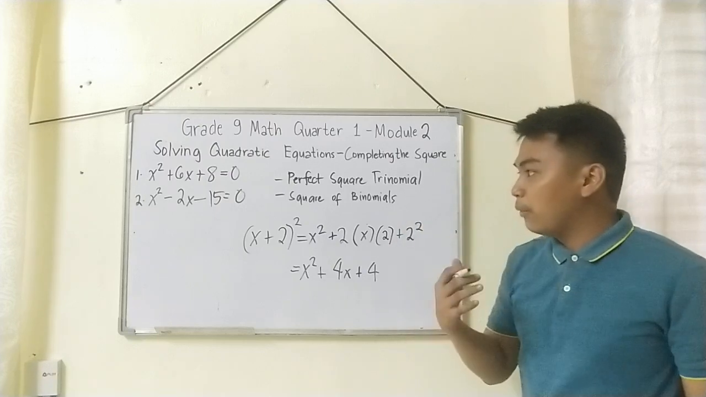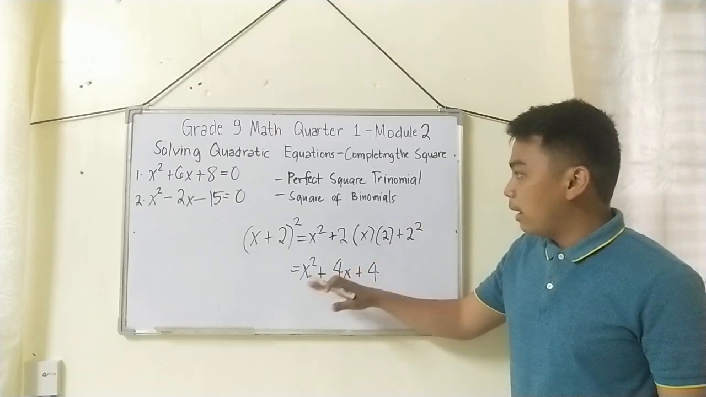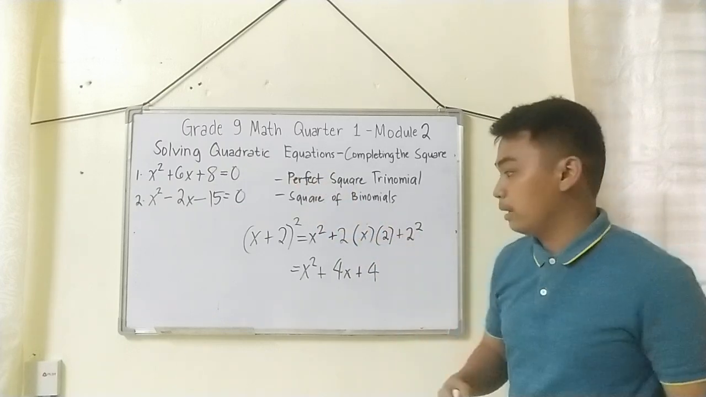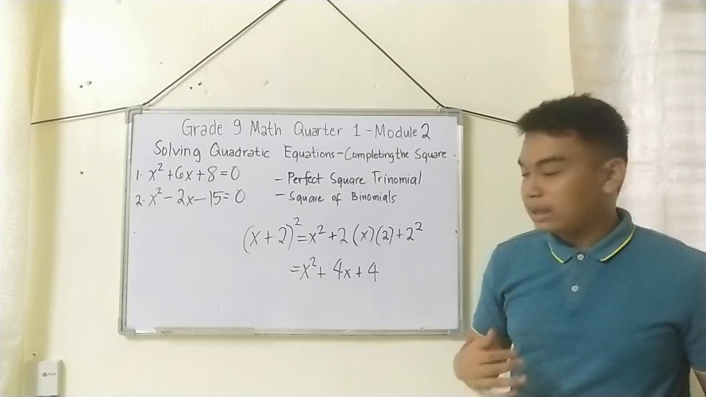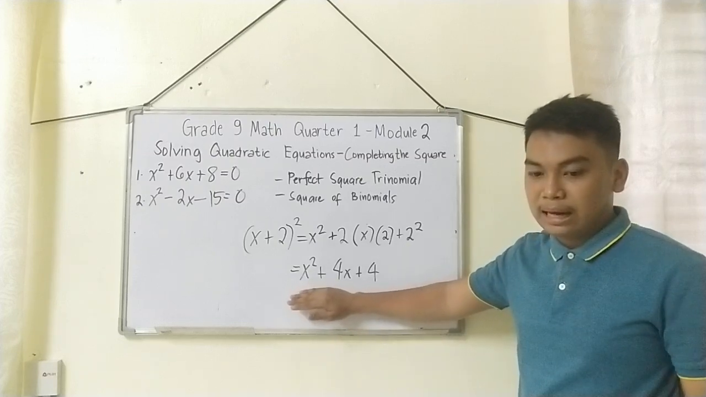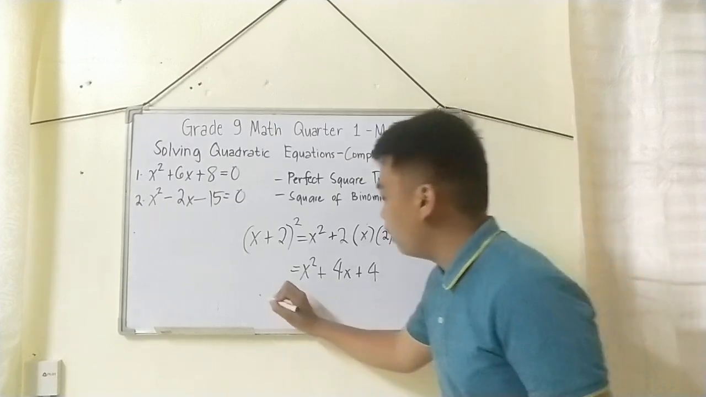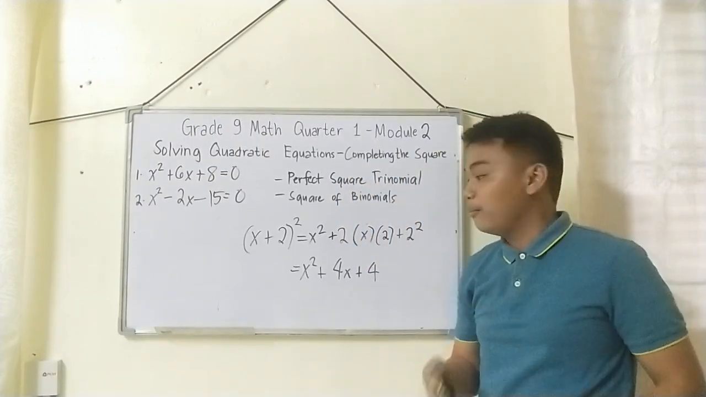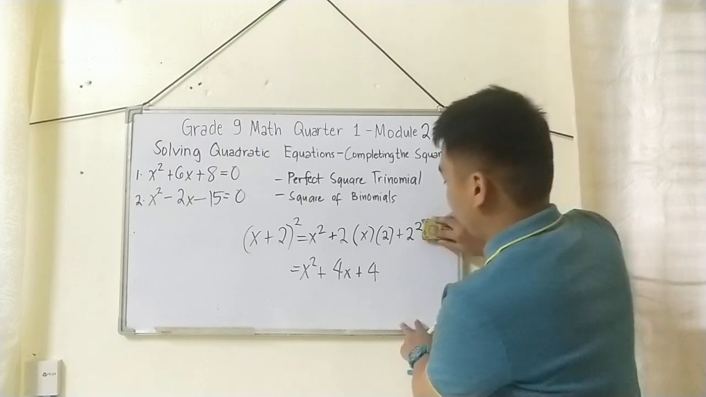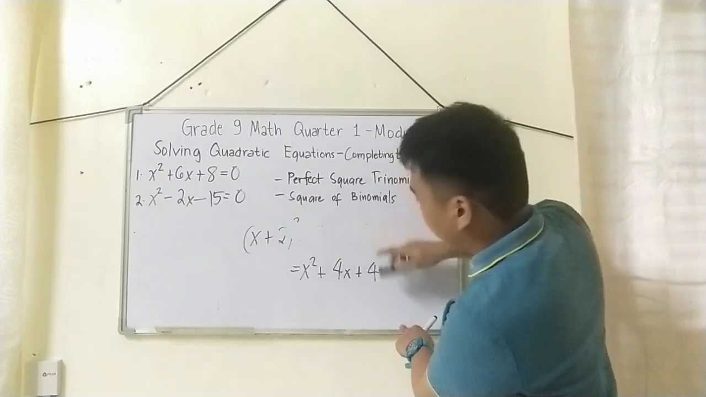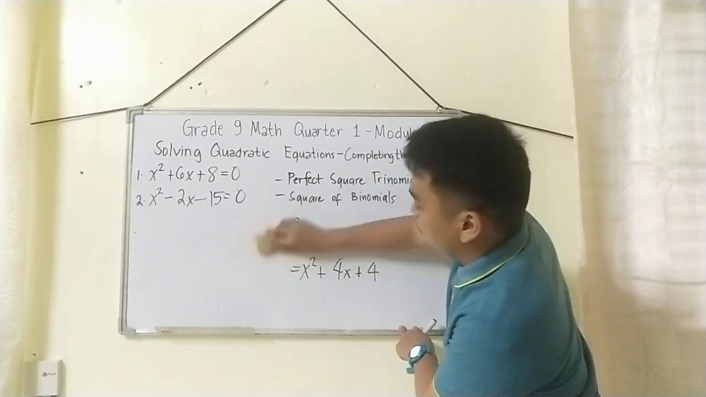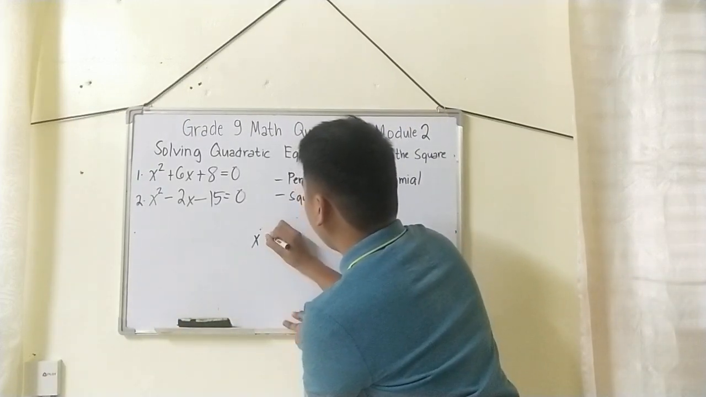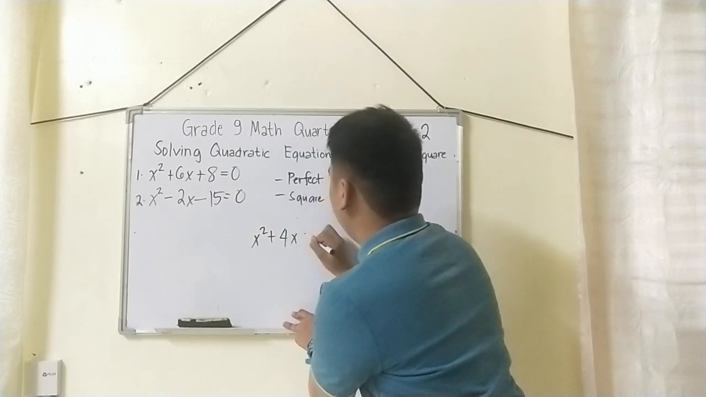Now, what do we do to transform the PST or perfect square trinomial into a square of binomials? To prove it, Hobbiters, we will use this. Let's erase first. If you want to copy, you can pause the video. Our goal is to get (x + 2) squared from x squared plus 4x plus 4.